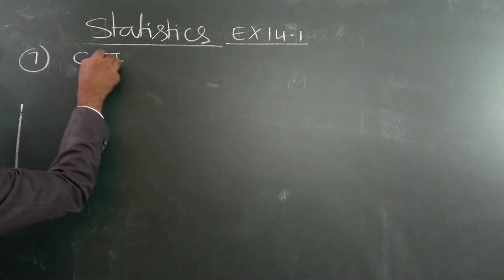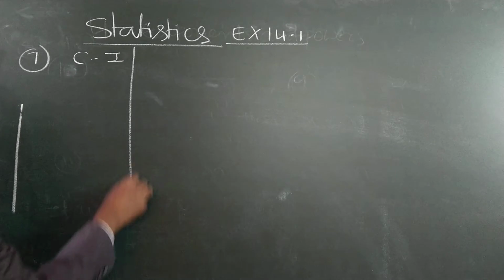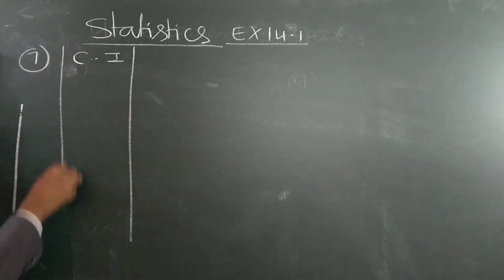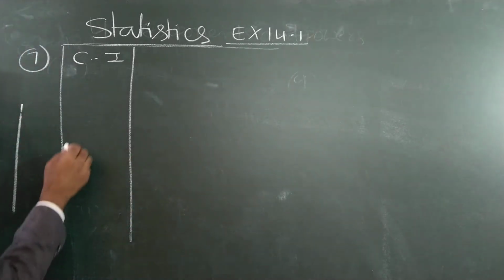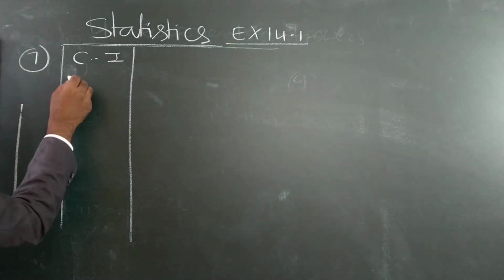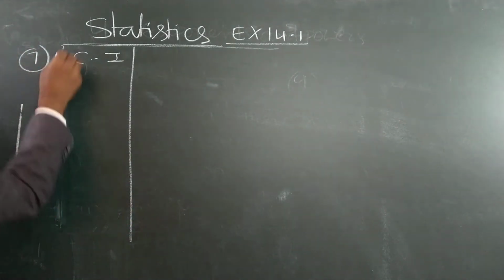Something is written, so I'm not writing the total. I am writing only the class interval. Students, all of you do the 7th problem using the first method only.